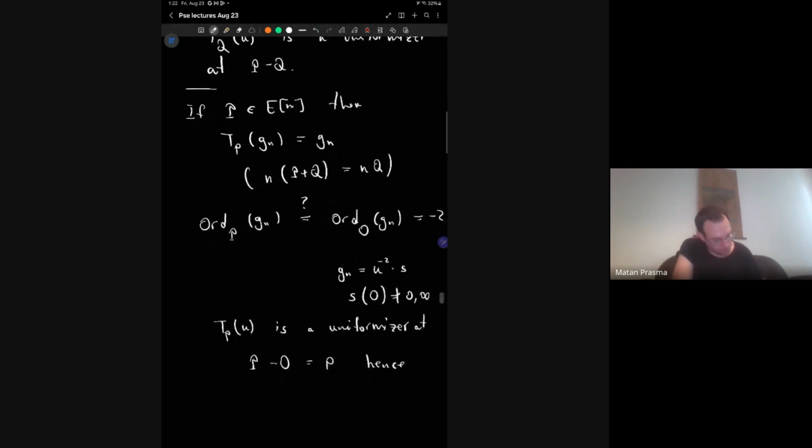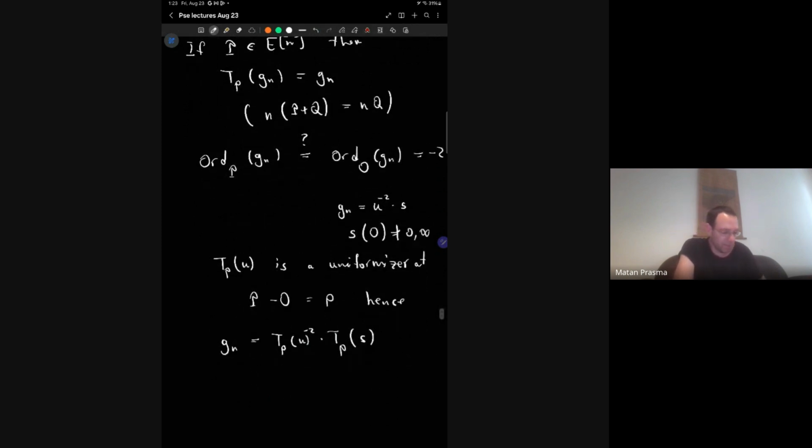Hence, I can write Gn as t_P to the U minus 2 times t_P S, and t_P S evaluated at P is simply S at O. Yes, simply S at O, which we know to be different than 0 and infinity.